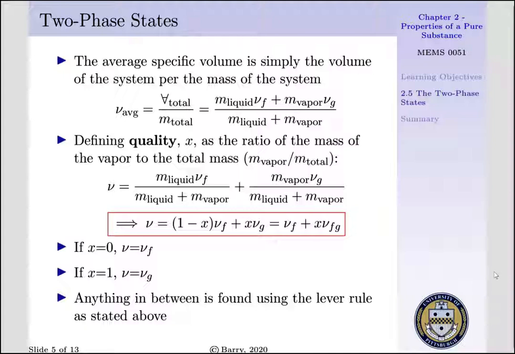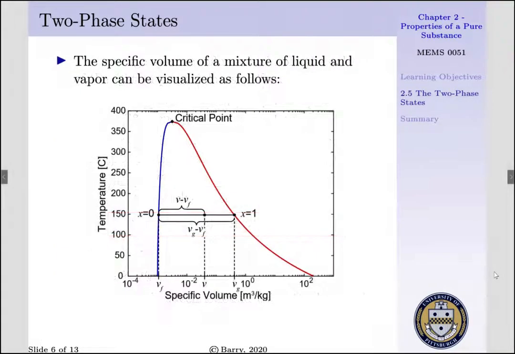Now note that this expression is only valid between the range of 0 and unity. Our quality can never be negative, nor can it ever be greater than unity. To visualize this, let's look at our T-v diagram once again. Our saturated liquid curve, represented by a blue line, would indicate a quality of 0. Our saturated vapor curve, represented by the red line, would indicate a quality of unity.